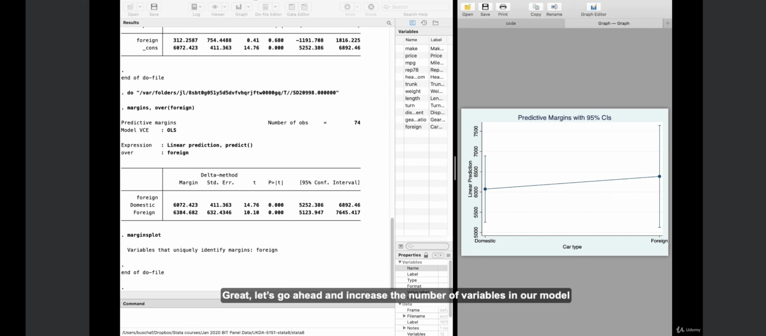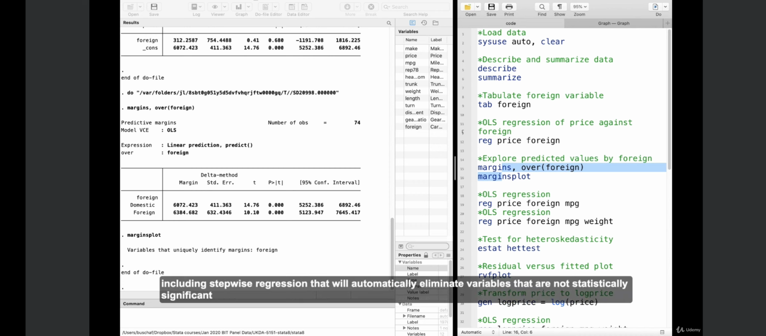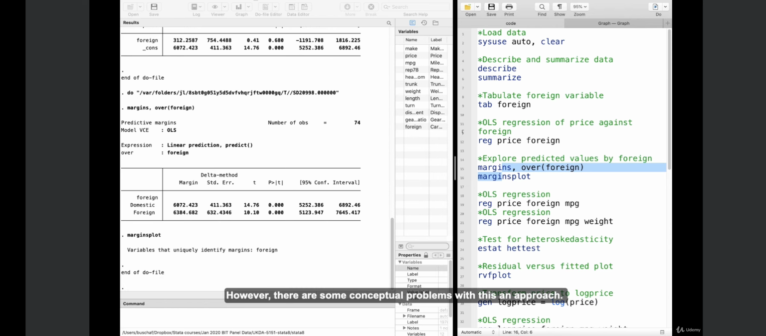Great! Let's go ahead and increase the number of variables in our model. We could throw all our variables in and simply see what sticks. This is what a data mining approach would generally do. Stata has various data mining abilities, including stepwise regression that will automatically eliminate variables that are not statistically significant. However, there are some conceptual problems with this approach.